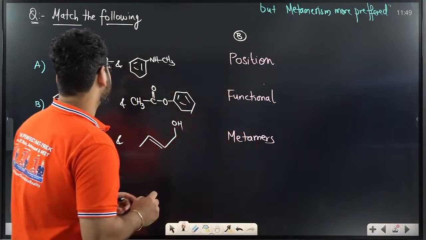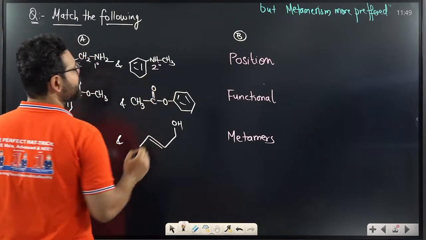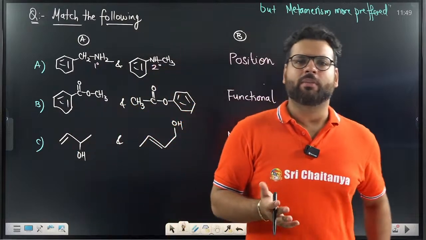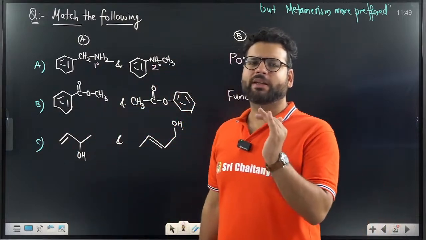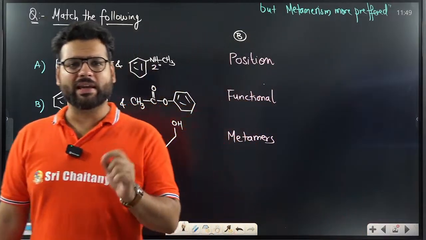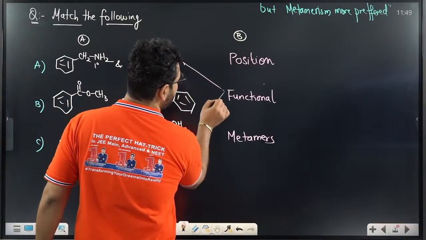A, this is a primary amine and this is a secondary amine. Primary and secondary means directly functional isomerism. Metamerism it cannot show. Metamerism requires the same functional group. These are different functional groups, so they cannot be metamers, they have to be functional isomers.